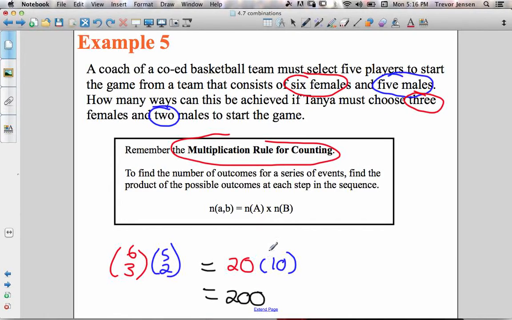So remember, this multiplication rule for counting is crucial. If we want to figure out how many groups I can make of 3 females and 2 males, when you see the word and, think multiply. So how many ways can I pick 3 females times how many ways can I pick 2 males? And that'll give you the total number of possible lineups that consist of those 2 things.